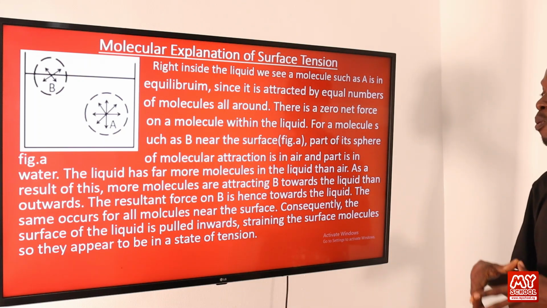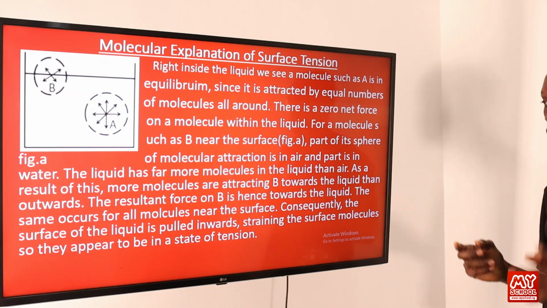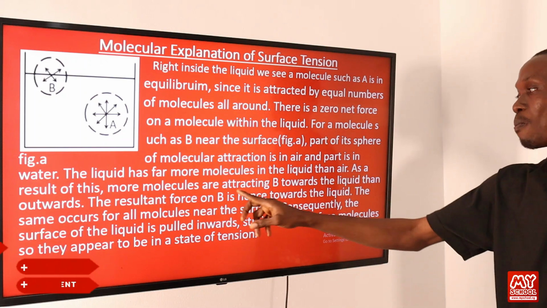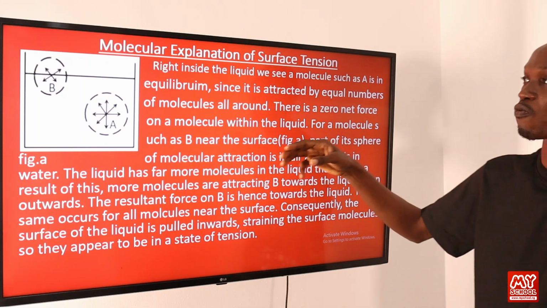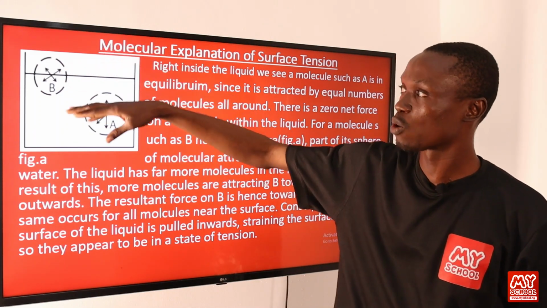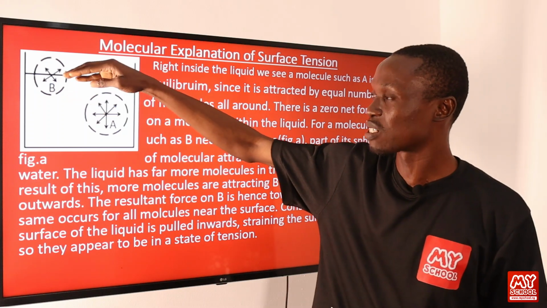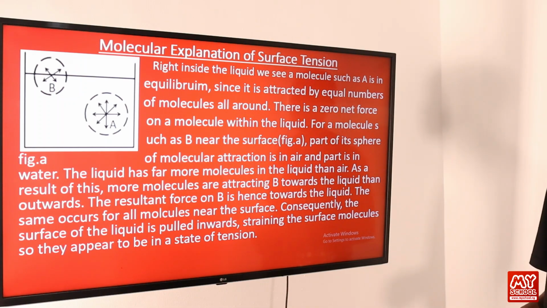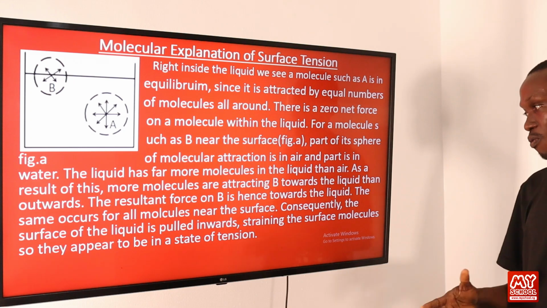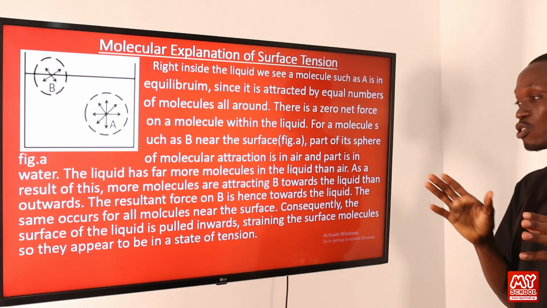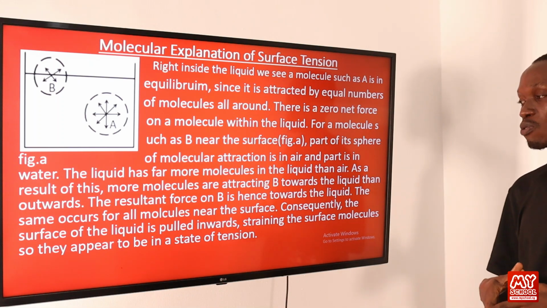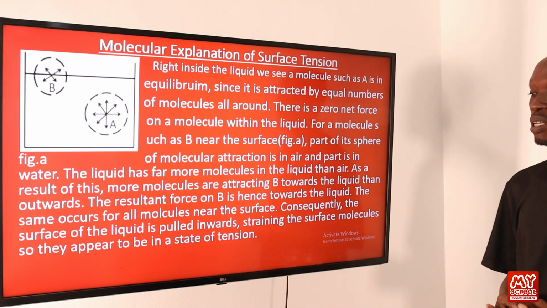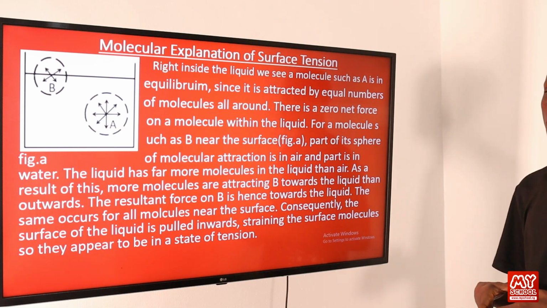The liquid has far more molecules than air. As a result, more molecules are attracting B towards the liquid than outside. The resulting force on B is hence towards the liquid. Since you have more force attracting B towards the liquid than outward, we have more force attracting molecule B inside the liquid than outside the liquid. The same occurs for all molecules near the surface of the water. Consequently, the surface of the liquid is pulled inwards, straining the surface molecules, so they appear to be in a state of tension. So let's move to the next slide.